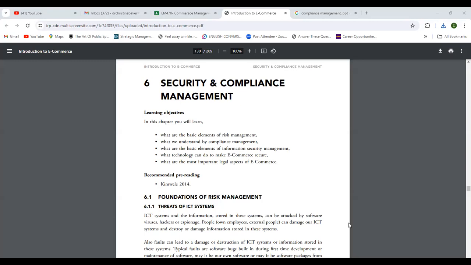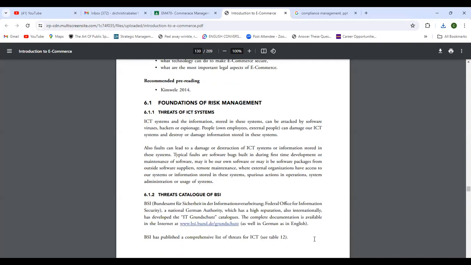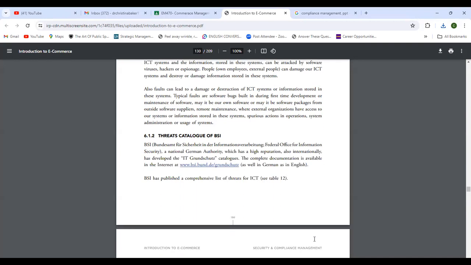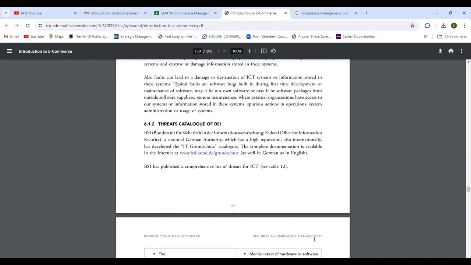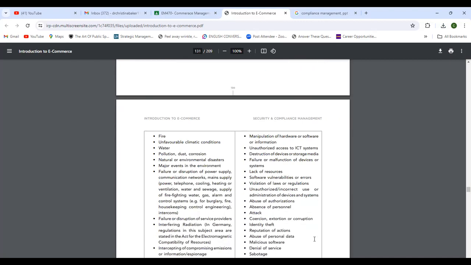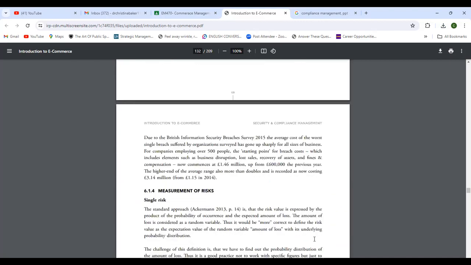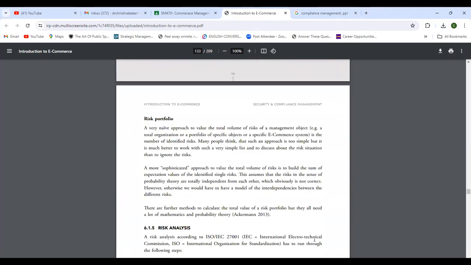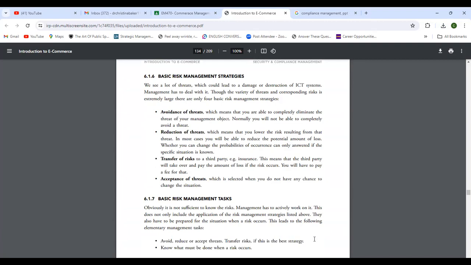There are different foundations of risk management. We have threats, and we have the ICT system and the information stored in these systems. They can be attacked by software viruses, hackers, and espionage. People, our own employees and external people, can damage your ICT systems and destroy and damage information stored in these systems. We talked about the different threats and about risk last time. So let's go ahead and continue talking about risk management.